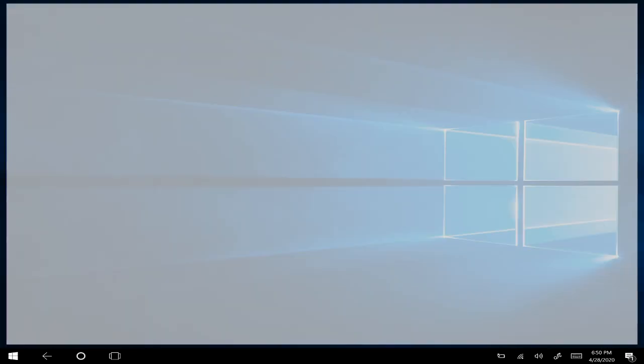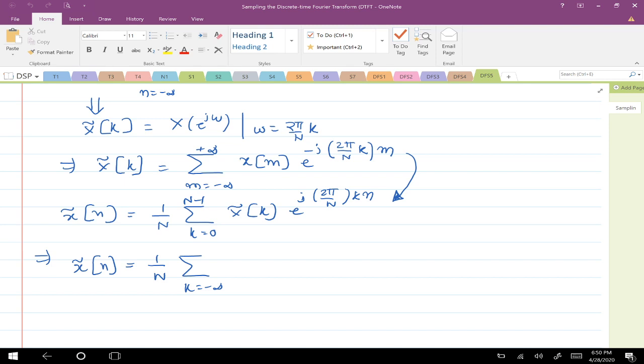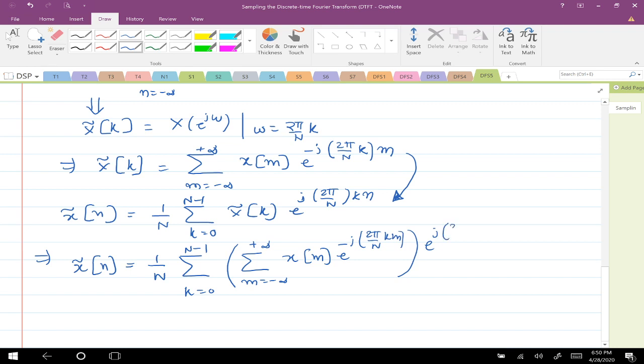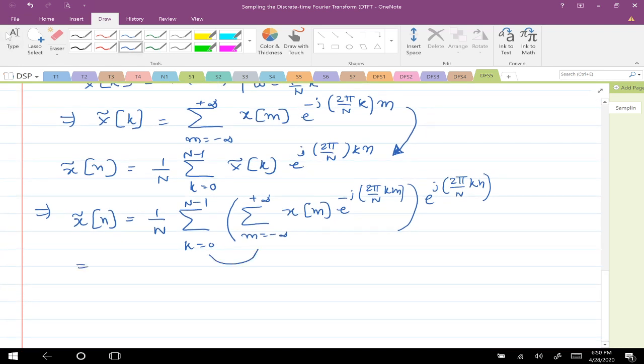Wait a minute, something happened, it got closed. Let's write again, opened it back. Erase this, and then take k varying from 0 to N minus 1. The X tilde of k value is m varying from minus infinity to plus infinity, x of m into e^(-j2π by N km). That's your X tilde of k, getting multiplied with e^(j2π by N kn). As we do all the time, the moment you see two summations, interchange and see what is going to happen.